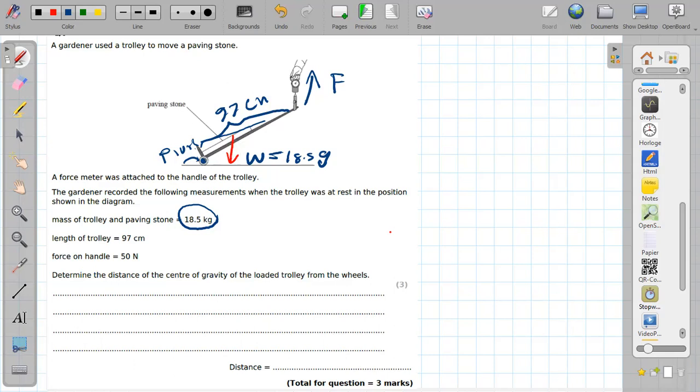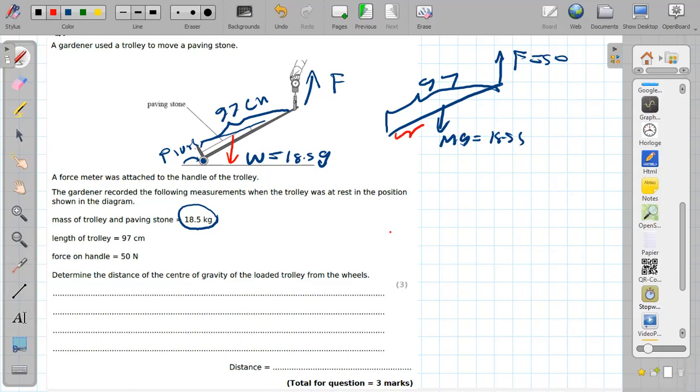Around the pivot point, remember that you always need to get the force in this manner. There is a force upward, F, there is a force downward, Fg, and the total length from here is 97. This force is 50. Mg, you know that, is 18.5 g. The only thing you don't know is this length, isn't that so?